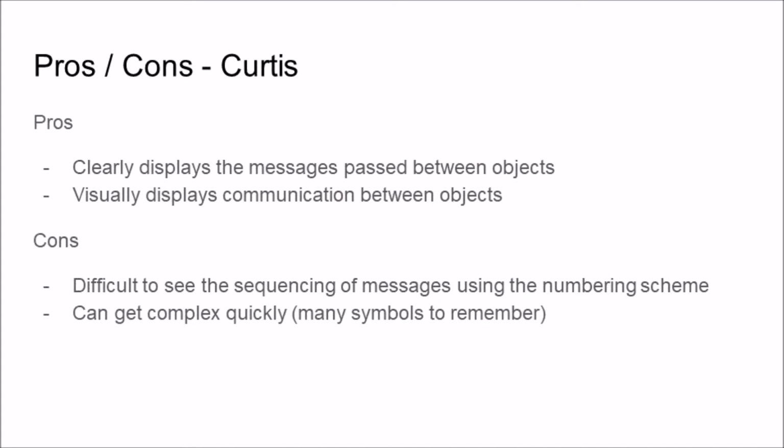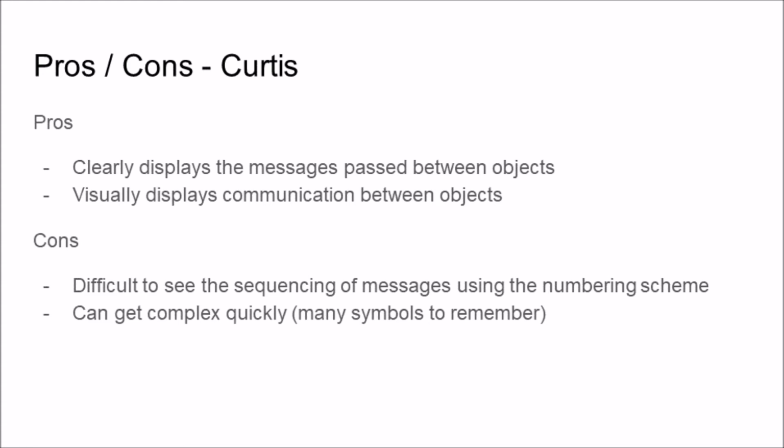So with a UML communication diagram, there are some pros and cons that come with using it, and it can help inform on when you want to use this type of diagram. So the first main pro is that it clearly displays the messages sent between objects. This can show, as it's in the name, the communication, and it will show you how the objects communicate with each other.